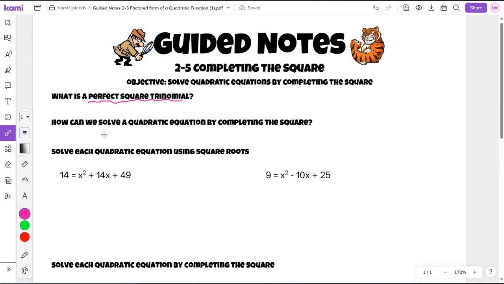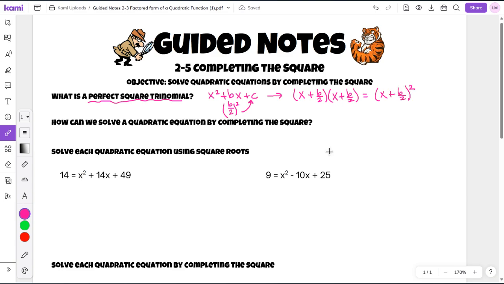A perfect square trinomial is three terms, and those three terms will factor. If I have x squared plus bx plus c, in a perfect square trinomial, half of b squared will be equal to c. I'm going to put a in here; a is going to be 1. And it will factor into x plus half of b times x plus half of b, which means I can write it as x plus b over 2 squared.